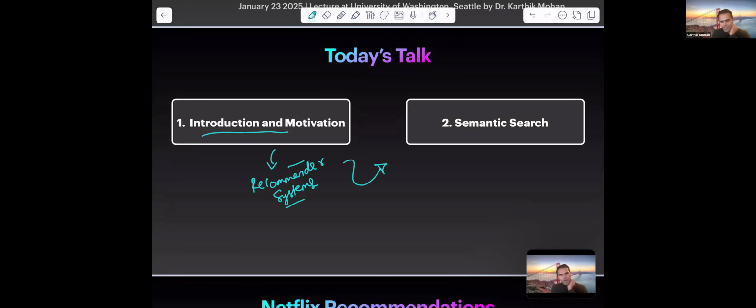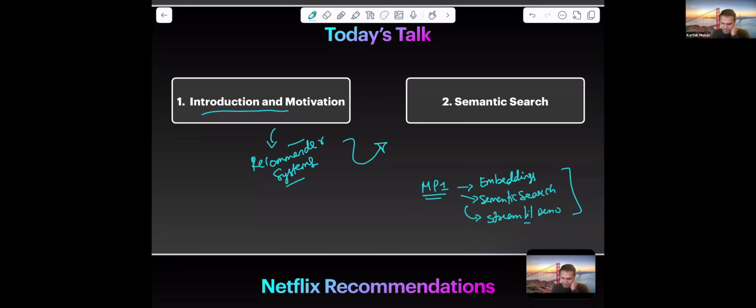And our mini project one is focused on that. It's focused on embeddings, semantic search, and also a Streamlit demo, etc. So today we'll also have time to go through a Streamlit demo, a really basic version, but you can work on more intricate versions for your mini project. Okay.